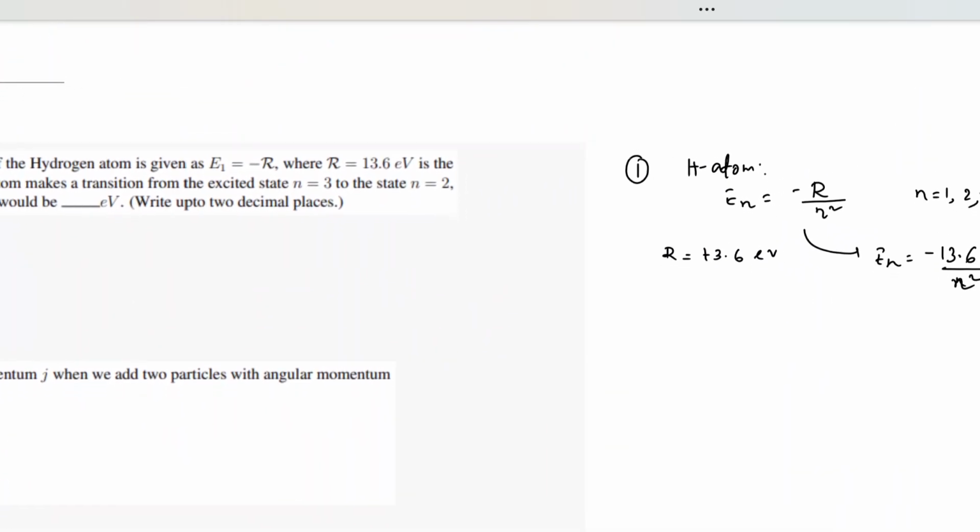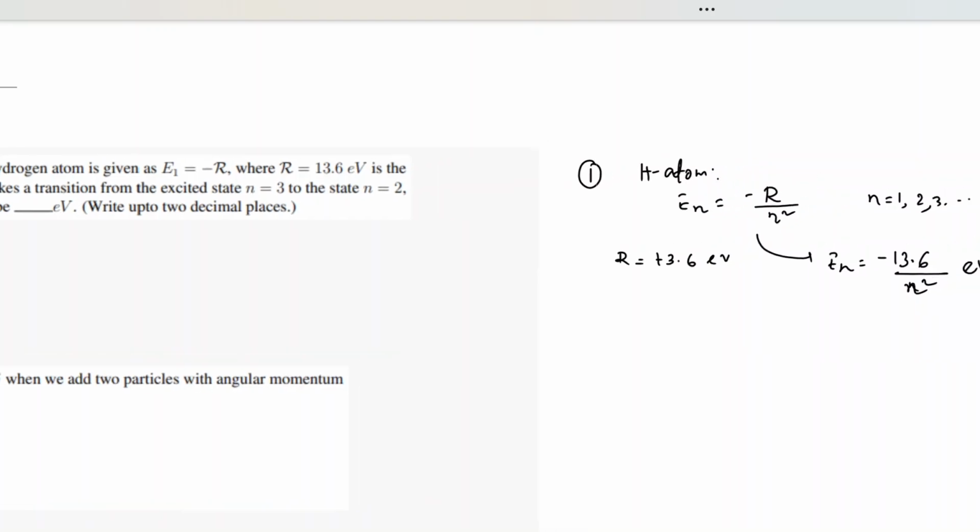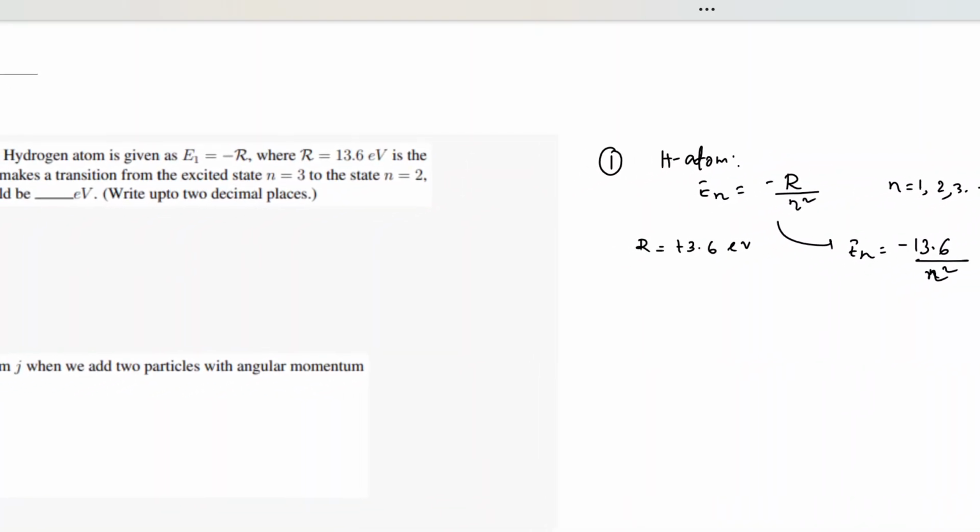Now, if that is the case, then you know that the energy levels between which the transition is happening are from n equal to 3 to n equal to 2. So for n equal to 3 to n equal to 2, the energy difference is what is radiated by this transition, which will be the energy difference between the two levels. So this is E3 minus E2, minus 13.6 by 3 squared minus, and minus plus 13.6 by 2 squared.